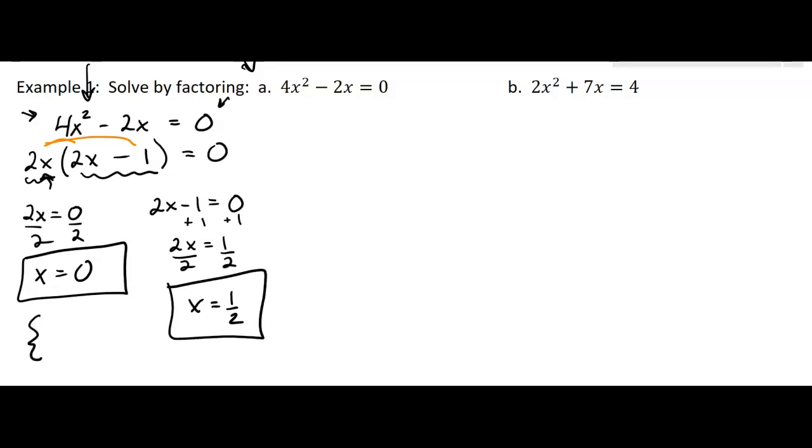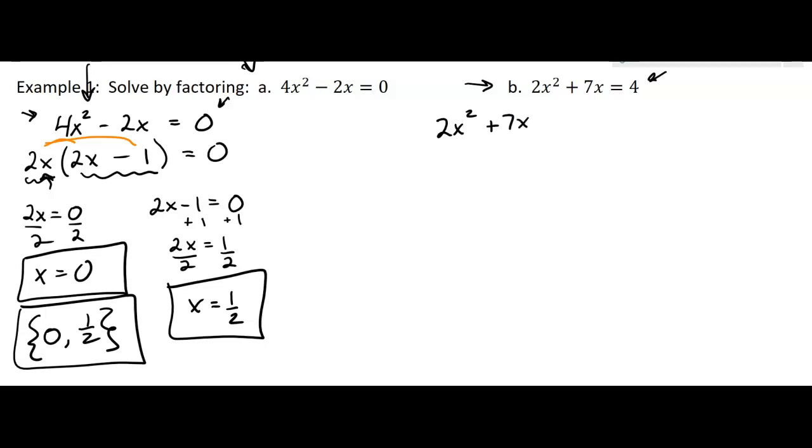Some textbooks are picky and they want you to write it in set notation. I don't really care. This is fine, or you can just put the two boxes, that's fine, as long as I can find your answer. Okay, so now we have another equation, part B. Well, the first step is to set to 0. This is not set to 0, so that's a problem. Okay, 2x squared plus 7x. So I'm going to subtract the 4. I'm going to move that 4 over, and it becomes negative. It changes its sign when it moves. It didn't like moving, so I guess now it's minus 4.